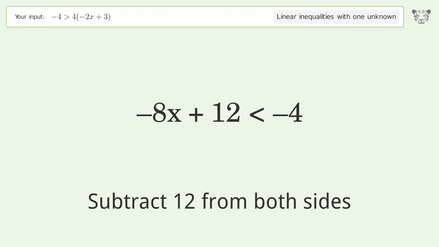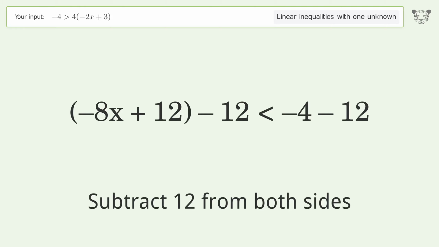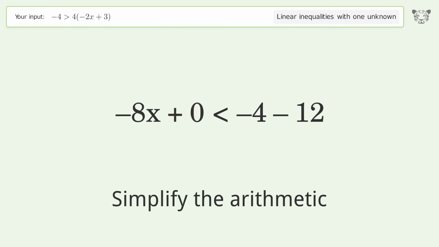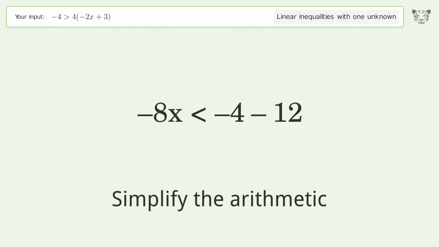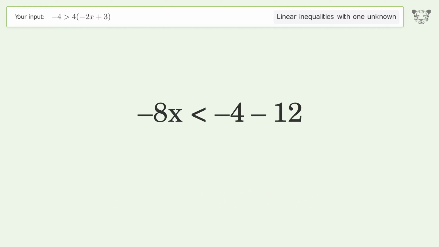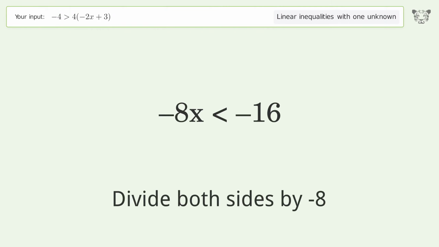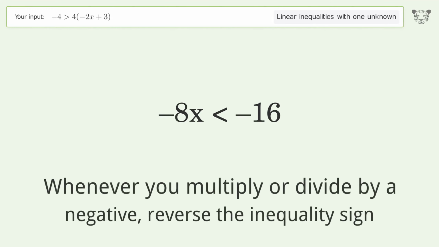Subtract 12 from both sides. Simplify the arithmetic. Isolate the x. Divide both sides by -8. Whenever you multiply or divide by a negative, reverse the inequality sign.